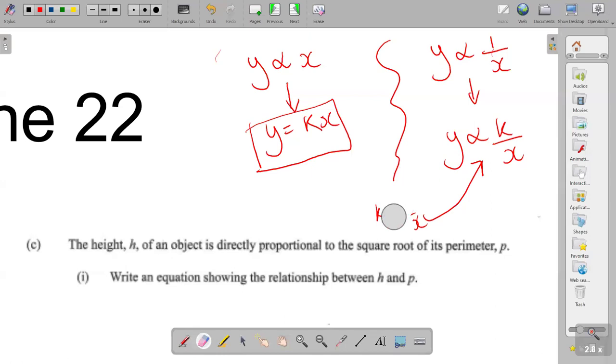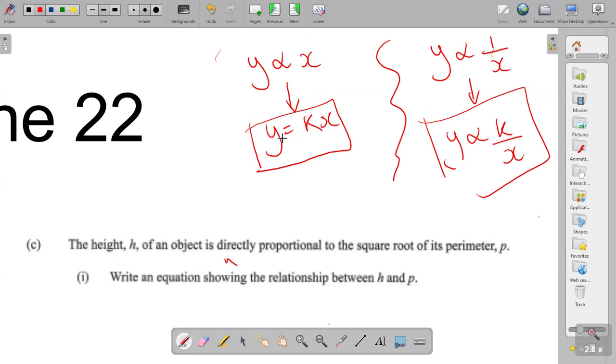Okay? All right. So which one do you think we're using here? The left-hand side or the right-hand side? We're going to use the left-hand side because it said directly. So we're using the Y equals KX formula. The only thing here is that we're using different letters because of what they gave us. They say H is directly proportional. So let's write that down.